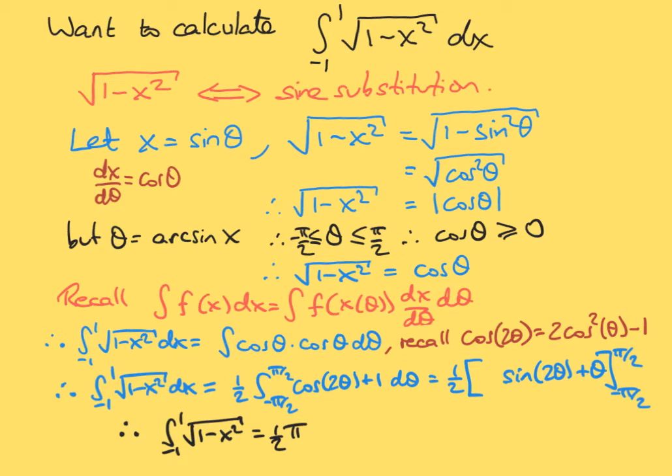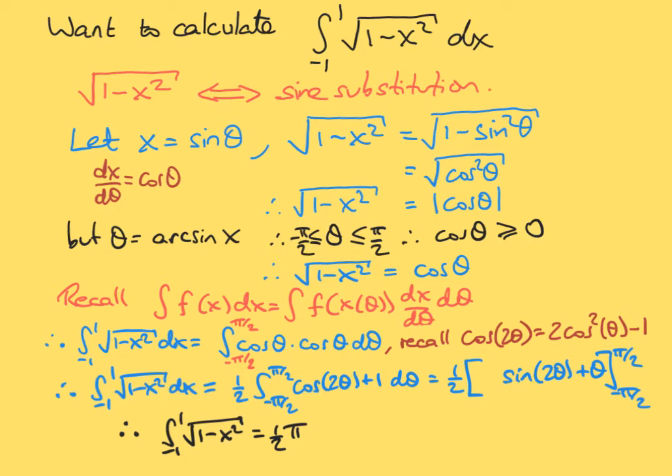But this is a definite integral, so what should our limits be? Well, here x is minus 1. If x is minus 1, sine of theta is minus 1, theta is arcsine of minus 1, that is going to be minus pi over 2. So we put the lower limit of minus pi over 2 here. And at the upper limit, we want the angle theta such that its sine is equal to 1. Theta is the inverse sine function, the arcsine of 1, and that is going to be pi over 2. That's the way the inverse sine function is defined.